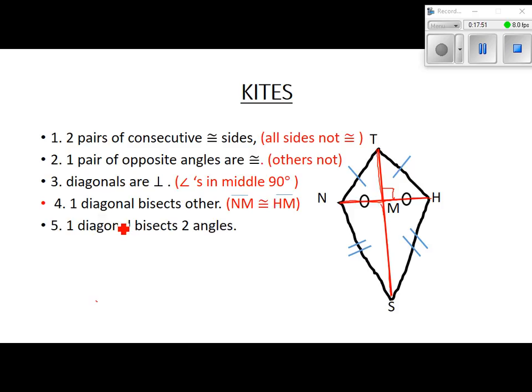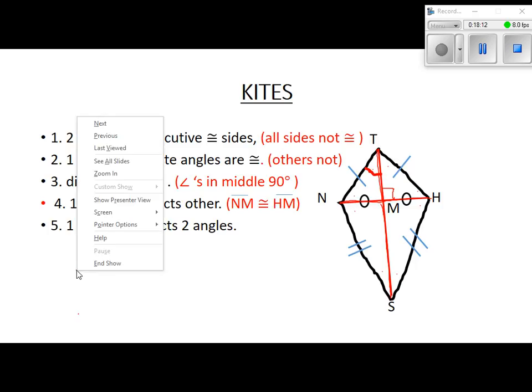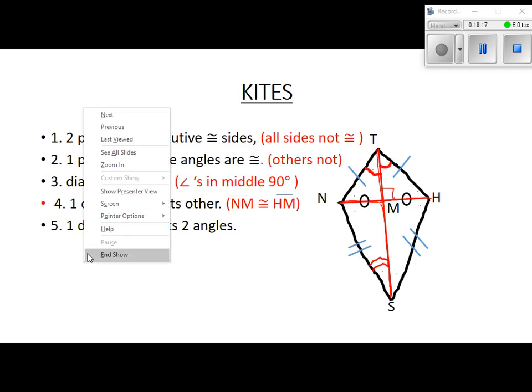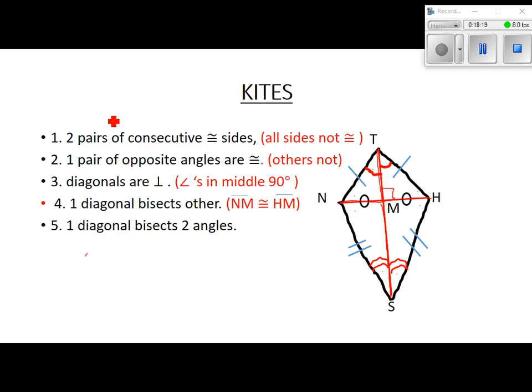One of the diagonals bisects the 2 angles. Notice here, these 2 angles don't look the same, these 2 angles don't look the same. But these 2, if I could draw a little better, these 2 are the same. So this one diagonal, just like in a rhombus, the diagonals bisect the angles. In a kite, the diagonals bisect one pair of opposite angles. Not both pairs, but one pair. So we know that that angle is congruent to that angle. We know that that angle is congruent to that angle. So all these properties are all properties of a kite. All things you know if you know something is a kite.